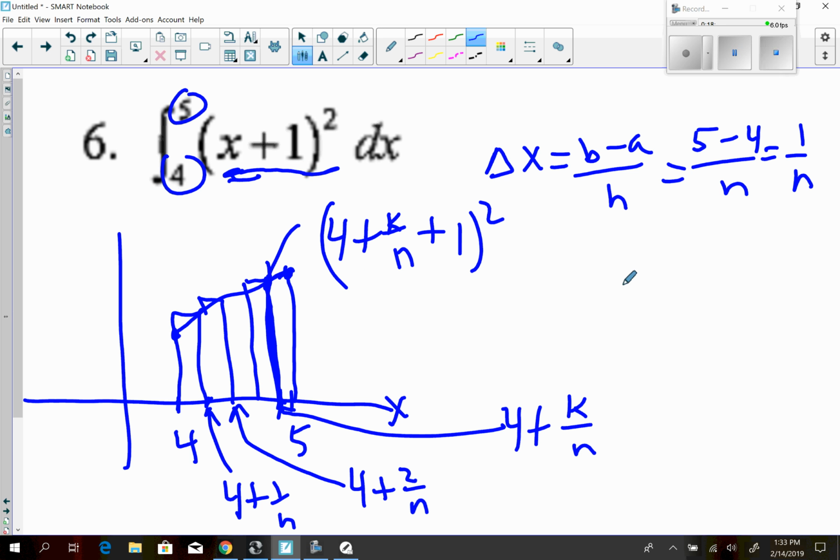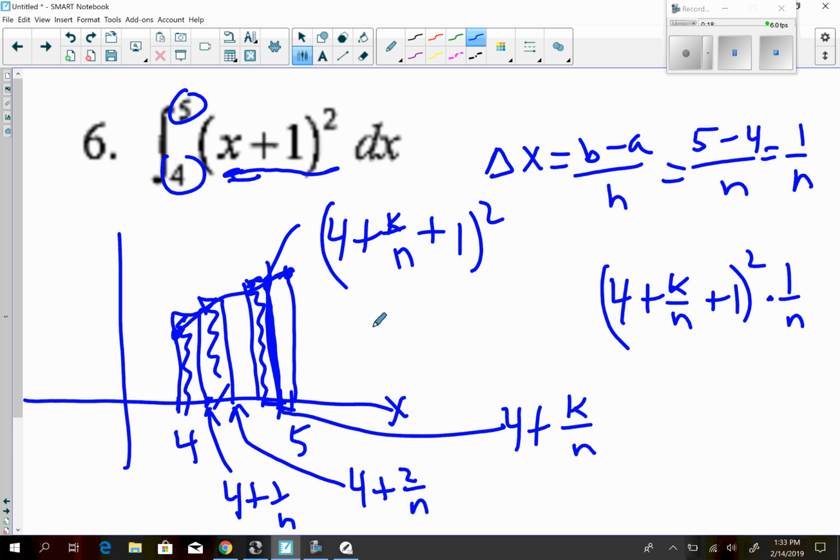I'm going to leave it like it is, 4 plus k over n plus 1 squared. And the width of this rectangle, the width of every rectangle, is 1 over n. Length times width, that's the area of this kth rectangle. If you make k 1, it's going to be the area of this first rectangle. Make k 2, all of this will be the area of the second rectangle. So we sum all of those areas from k equals first rectangle to nth rectangle, however many there are, and then make the limit as n approaches infinity. And this should be the answer to number 6.